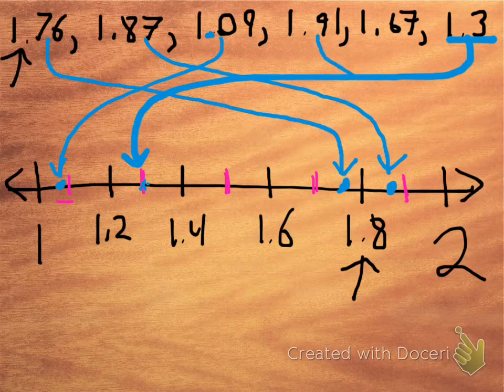1.91 is a little bit bigger than 1.9, and again, 1.9 is represented by that pink mark. I didn't label all of them because it's a little too hard to see at that point. And actually, this one, well, that's a little hard to see, but that's about where it's going to be. And finally, 1.67. 1.67 is going to fall between 1.6 and 1.7, which is the pink mark, and it's going to be right about there.